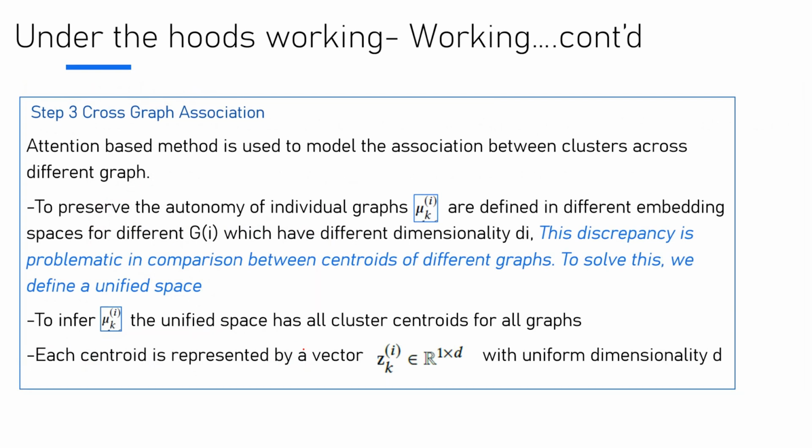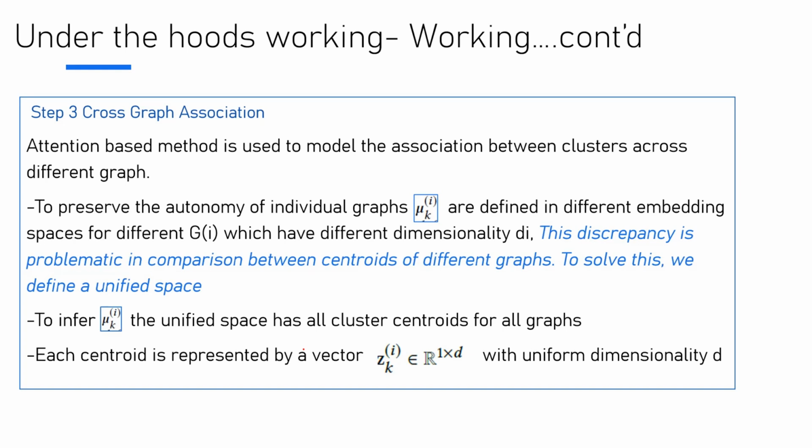Having said this, let's move on to the next part, where we talk about cross graph association. Cross graph association is the third piece. We've reached a point where we've assigned the nodes to various clusters. Now, obviously, we need to look at the different clusters and see if there's an association between them. So in this section, what we've developed is an attention-based method which associates clusters between different graphs.